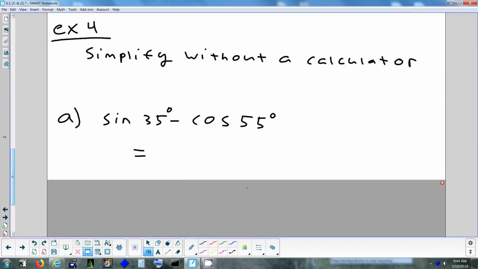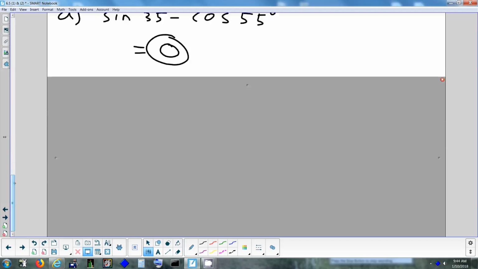Leo? 0. How come? Because they're equal. Sine, cosine. 35, 55. They add to 90. You're subtracting cofunctions of complementary angles. You're subtracting two things that are equal. So you get 0. If you change 35 to 34, you can't do the problem without a calculator. Okay, so it's a very special example.